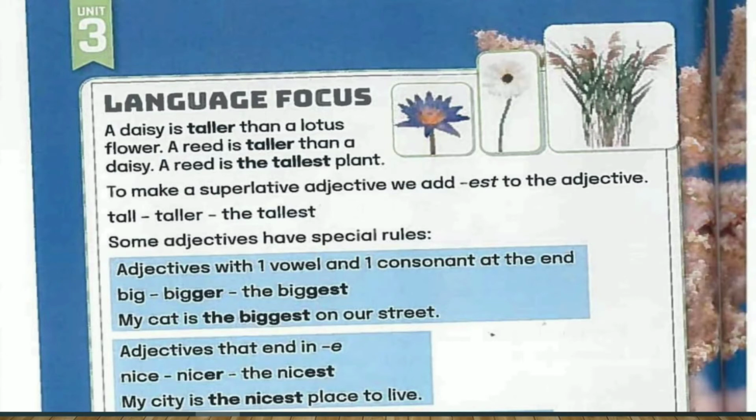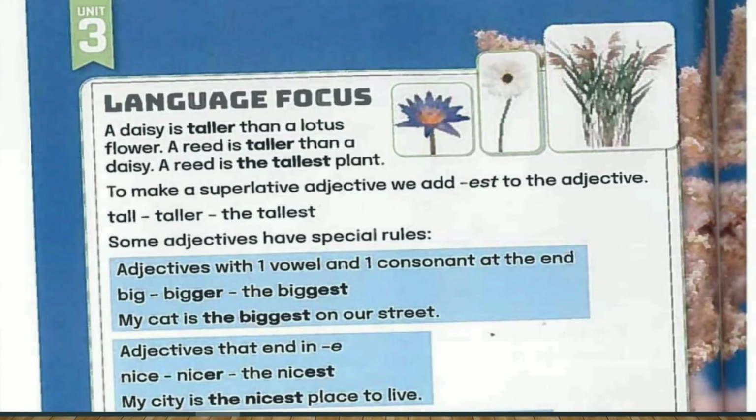So when we compare between two things, two flowers or two people, we add to the adjective er than. What is the adjective here? The word tall. So when I compare between daisy and lotus, I add to the adjective tall er than. A reed is taller than a daisy. That's right. When I compare between reed and daisy, I add to the adjective tall er than.